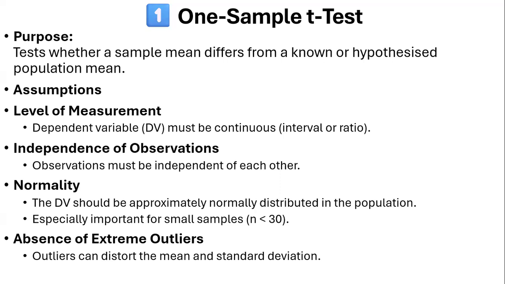So what are the assumptions of one sample t-test? The dependent variable should at least be measured on an interval or a ratio scale. Then there should also be independence of observation, wherein there is no situation where one person's response is repeated overly in there. So there shouldn't be duplicates of responses. Observations must be independent of each other.